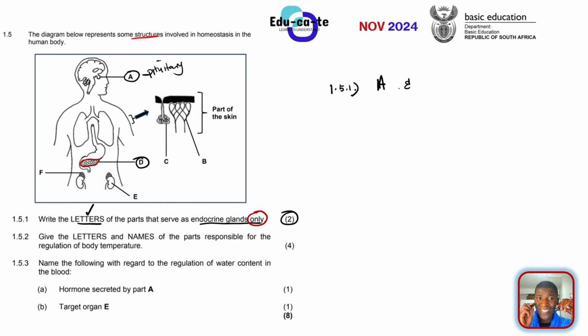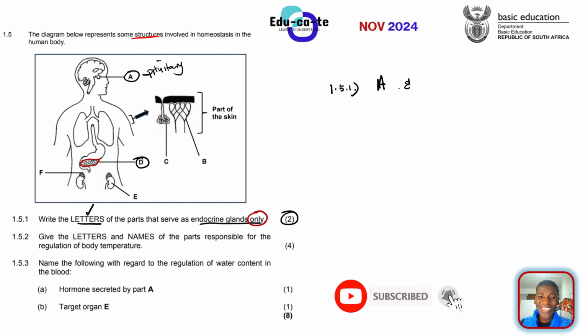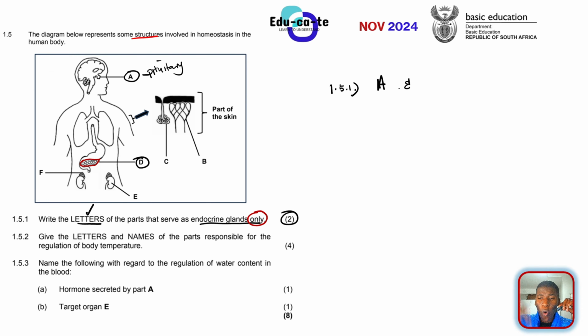So the pancreas, or part D, can act as an endocrine gland for the mere fact that it secretes those 2 hormones. But now the question is isolated because the question looked for the letters of the parts that can act as endocrine glands only. The word only means that we are only looking at those which can function as endocrine glands completely. The pancreas can also act as an exocrine gland because remember in grade 11 you were taught that the pancreas secretes pancreatic juices into the duodenum.